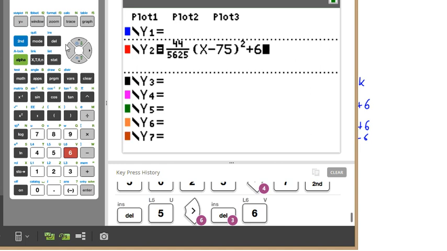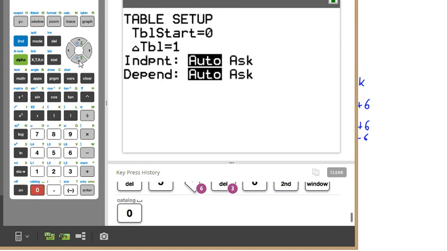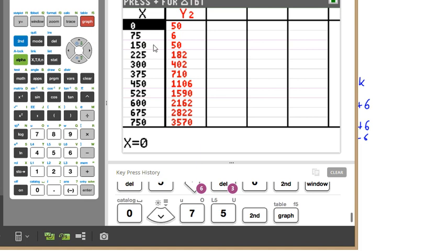And if we go to table view, we're 75 apart, so we're going to start the table there and go each at 75. We should see everything we need. So we have 0, comma 50, check. We have 75, comma 6, which is our vertex, and we have 150, comma 50, check. So that is all good.